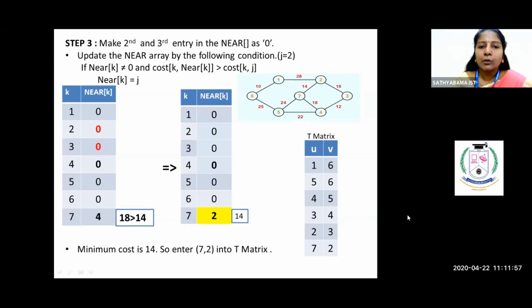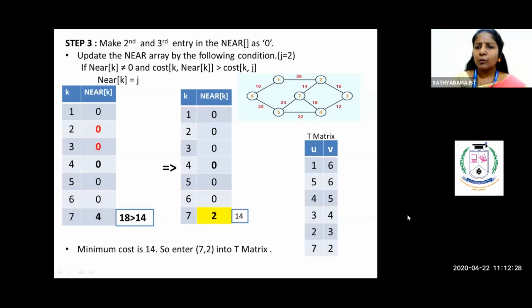Now look at the updated array. Only one non-zero entry we have here, that is 7 and 2. So what is the cost? 7 comma 2 is 14. Now we need to find the minimum cost. Here only one cost is there, so we are taking that. So minimum cost is considered as 14 here. The corresponding entry is 7 comma 2. So insert 7 comma 2 into the T matrix.